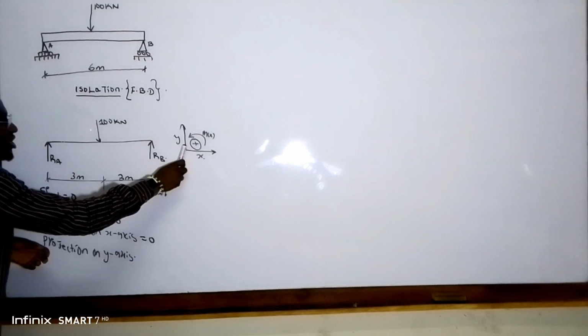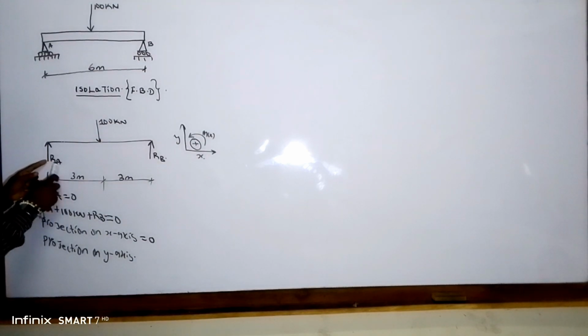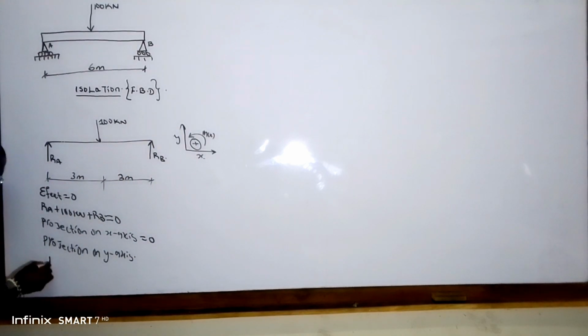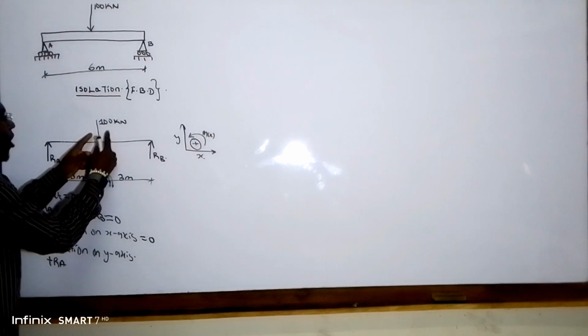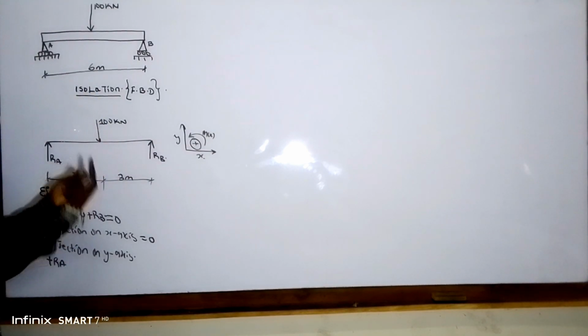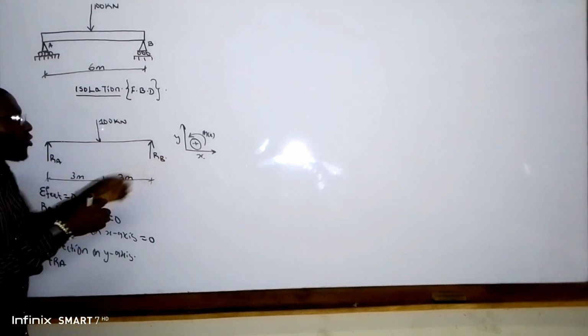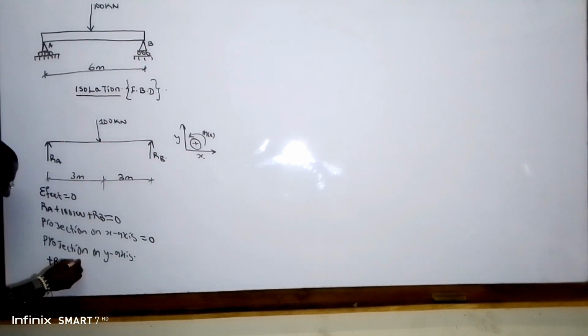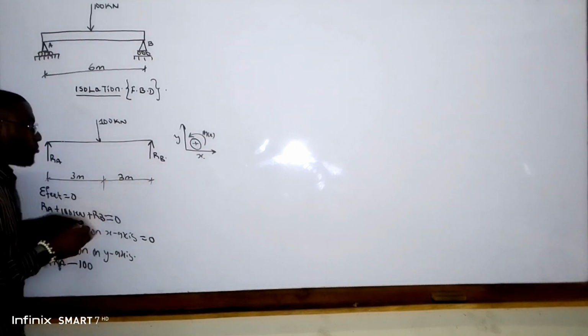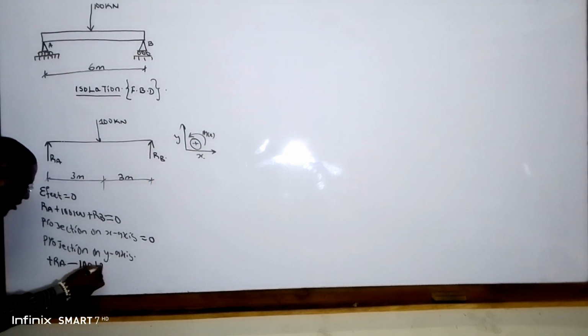This is our orientation. We discover that our RA is moving in the same sense as our orientation. So we have plus RA. Now this is 100 kilonewton. It is coming down, acting opposite to the direction of our orientation. So it receives a negative sign. Same with our RB. So we have plus RB equal to 0.